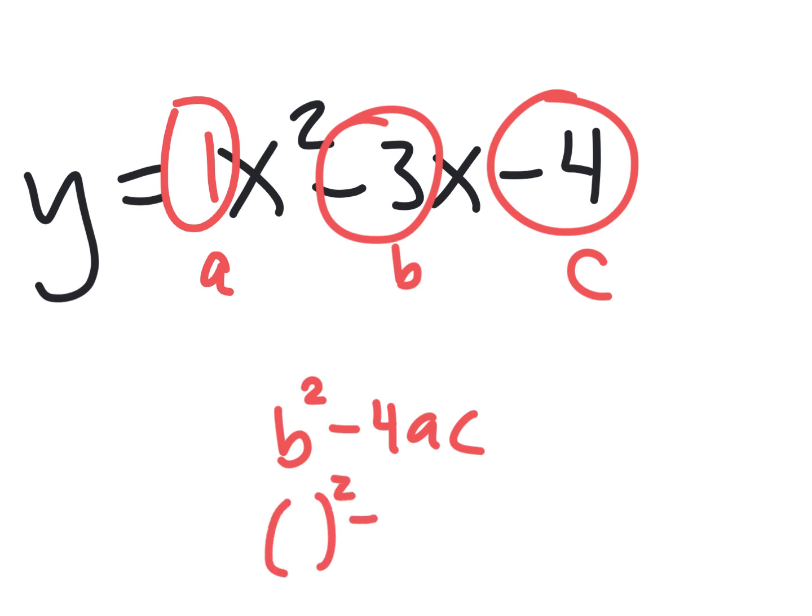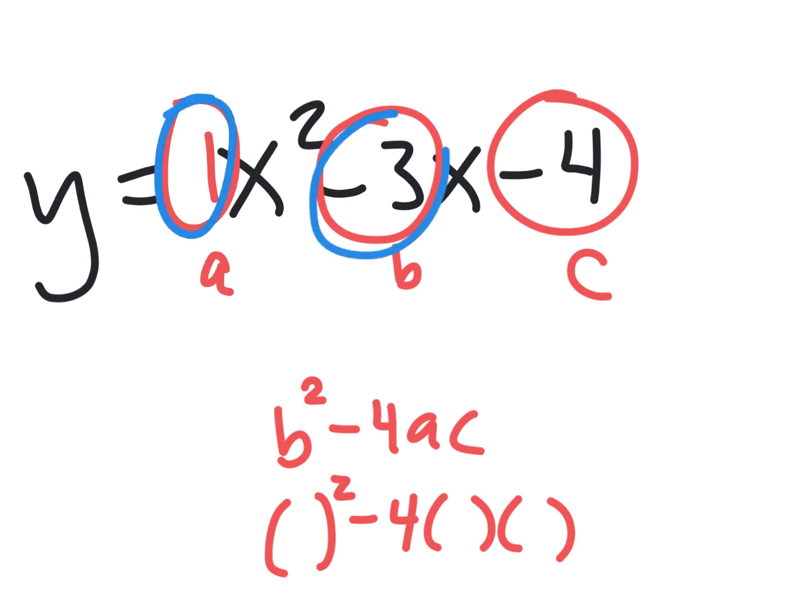Something squared minus 4 something something. What did I just do there? I just said instead of A and B and C, let's put empty parentheses. I've been saying since the beginning of the year that the best way to do this, whenever you have a variable, is to put an empty parenthesis and then you drop in whatever you want. I want 1, -3, and -4 dropped in.